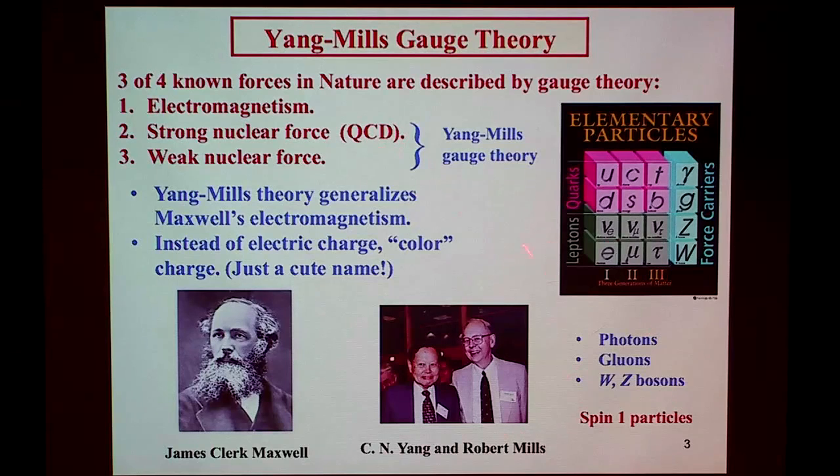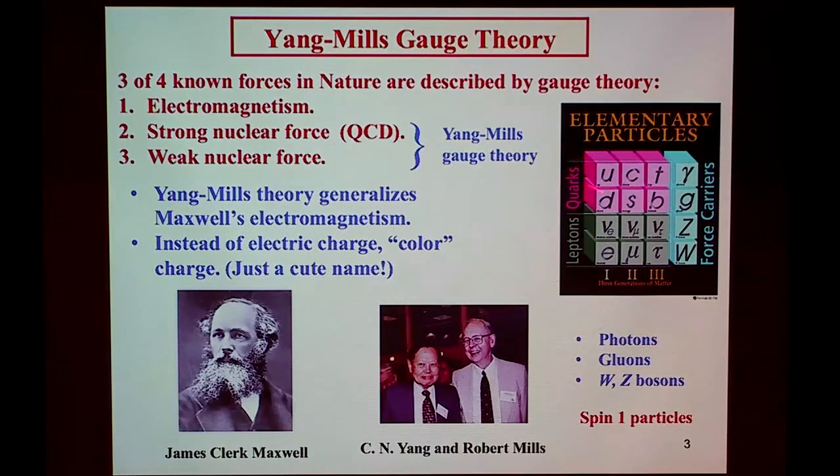Okay. So 3 of the known forces of nature, they're described by what are called gauge theories. We, of course, know about electromagnetism. There's a founding father, Maxwell. And then there's the strong nuclear force, QCD. That, of course, David won the Nobel Prize for. The weak nuclear force. And together, these 2 are described by what are called Yang-Mills gauge theory. They're generalizations of electromagnetism. There's Yang and Mills.